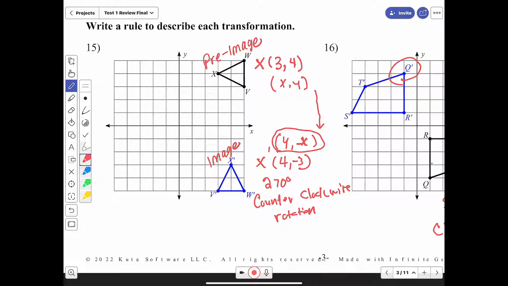And so we're comparing both to see what the pattern is. We have (3, 4), and we have (4, -3). So you notice that the x and the y did switch, and the x value became negative, or the opposite in value. So this would be a 270-degree counterclockwise rotation. Remember to look at your chart, and if you look at your chart, you can see the pattern.